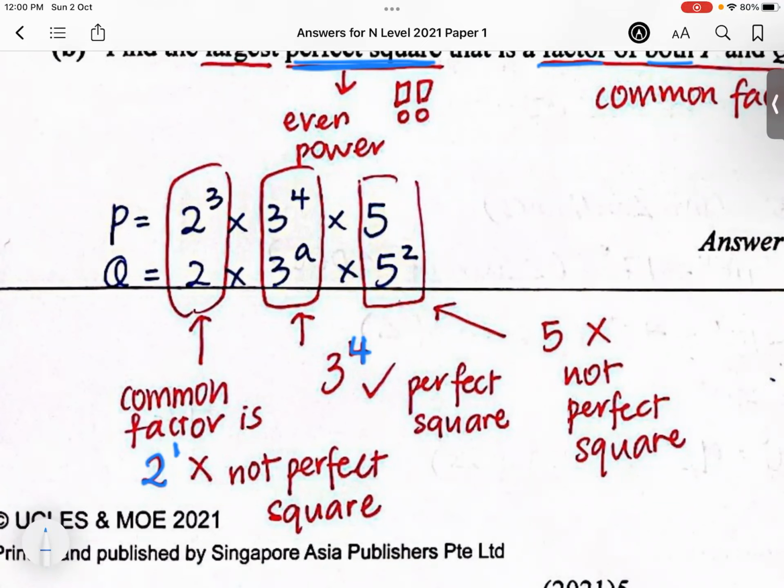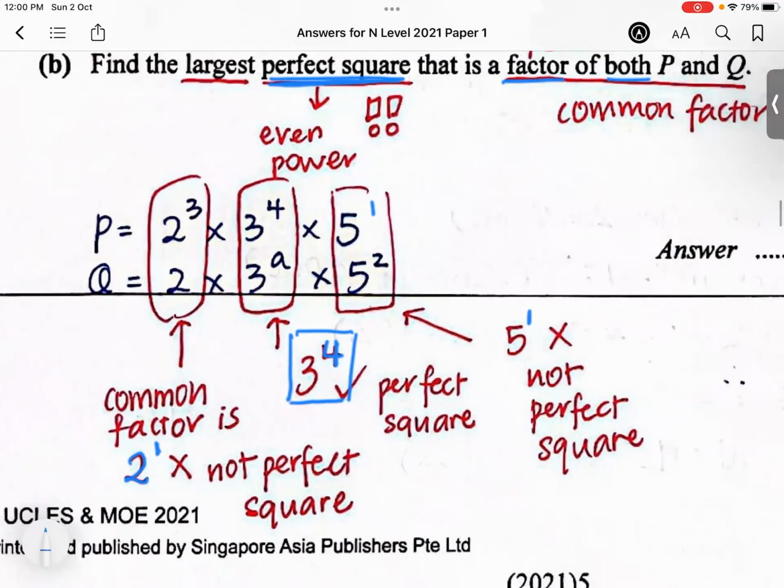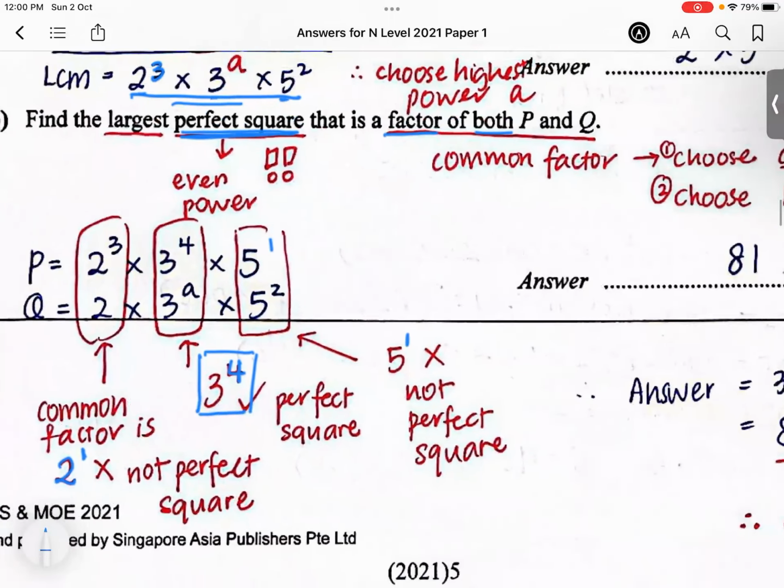Let's move on to the next one. I have 5 to the power 1 and 5 squared. I choose the common factor first, which is the number 5. But we notice that 5 is not a perfect square. 5 to the power 1 is not a perfect square. So the only common factor that is a perfect square will be 3 to the power of 4, right?